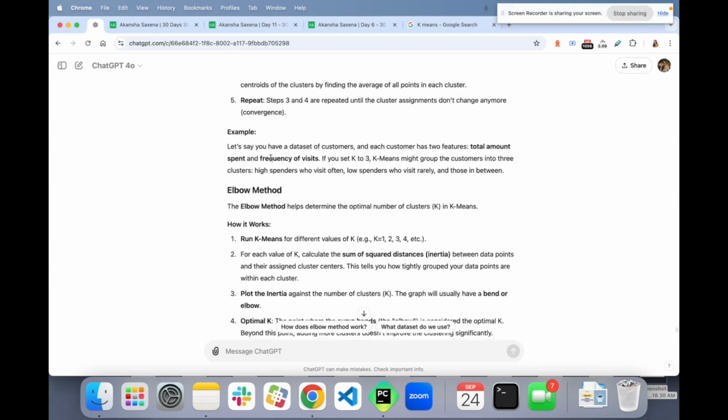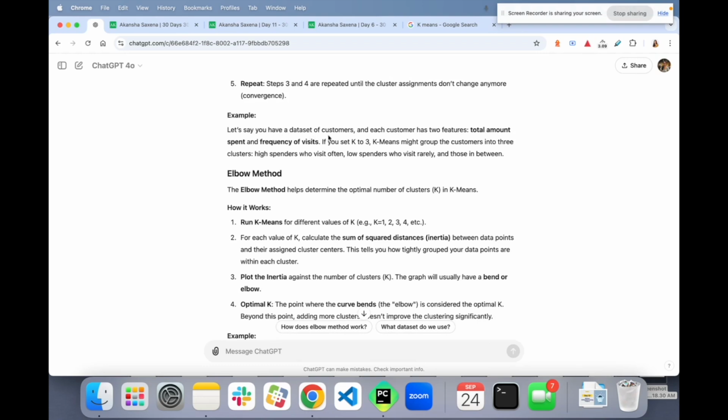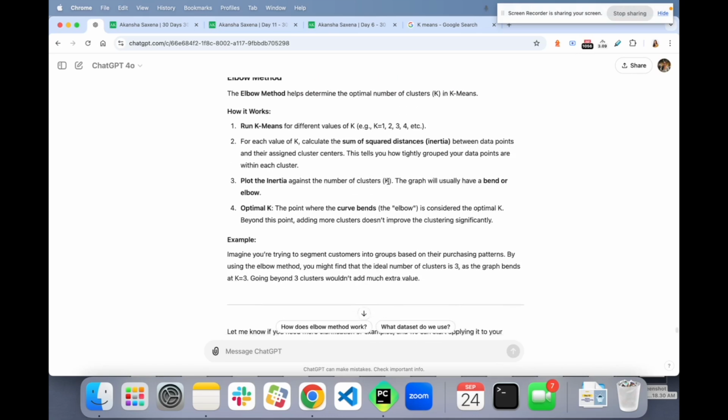Okay. So for example, let's say you have a data set of customers and each customer has two features: total amount spent and frequency of visits. If you set K to 3, K-means might group the customers into three clusters: high spenders who visit often, low spenders who visit rarely, and those in between. Okay, so it can divide into three clusters. So we have understood it.